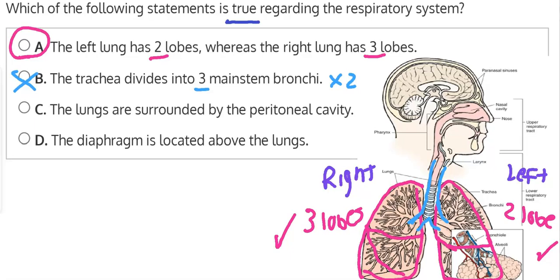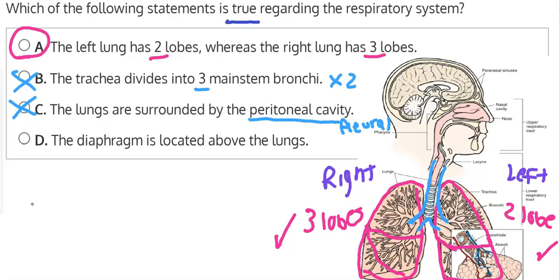Option C says the lungs are surrounded by peritoneal cavity. This cavity would actually be the pleura and the pleural cavity. So it should be pleural. Peritoneal would be located in the stomach. So option C is incorrect.